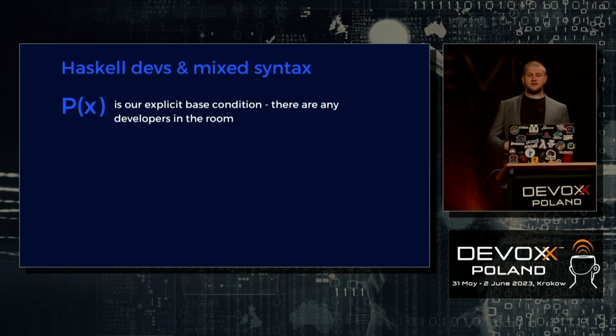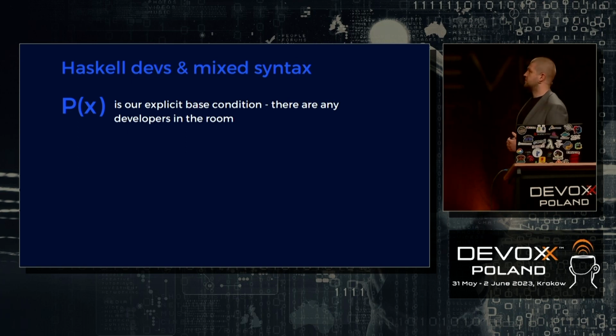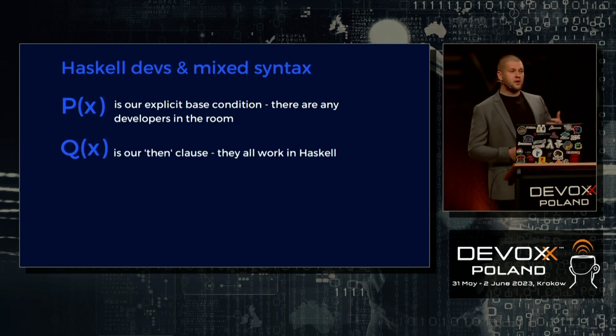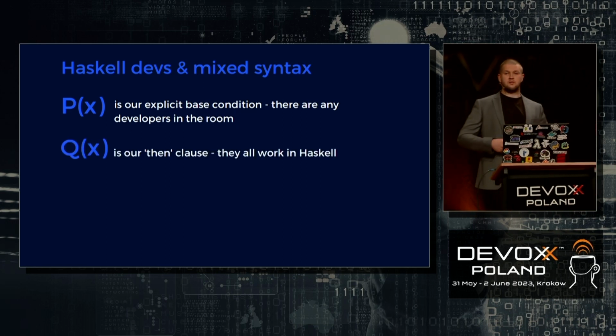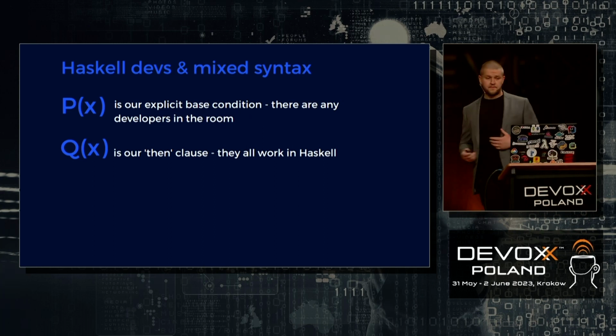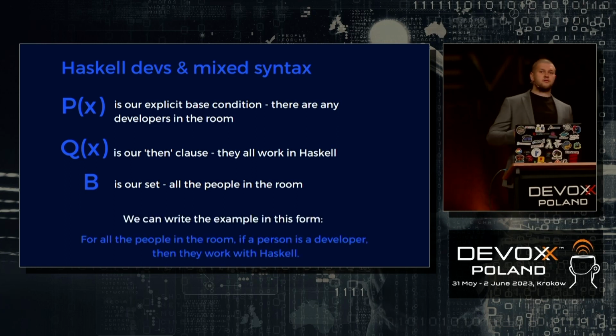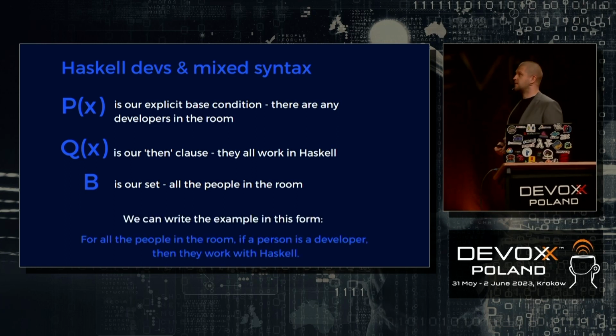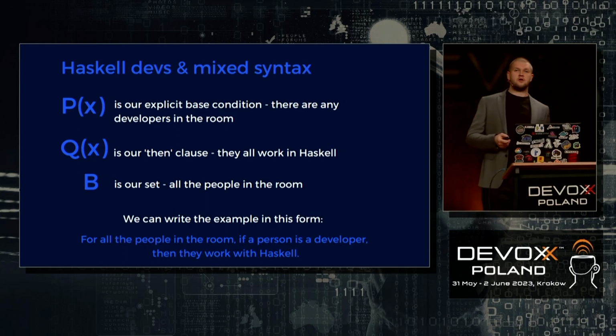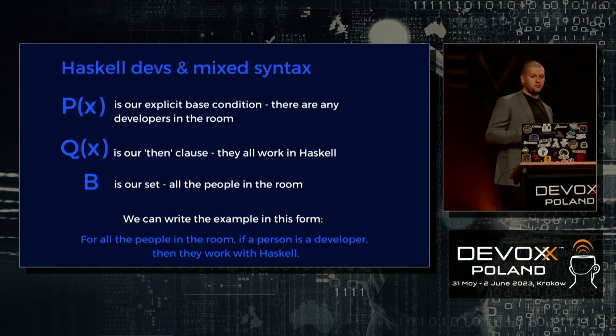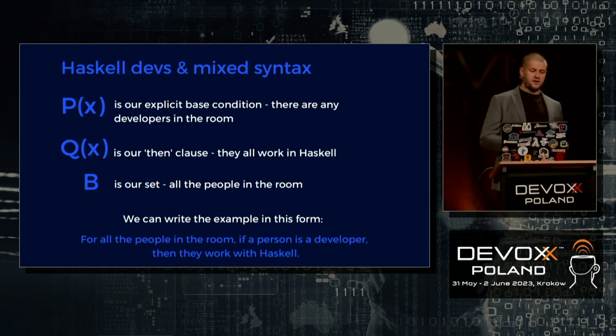Px is our explicit base condition, so that there are any developers in the room. Qx is our then clause, so that they all work in Haskell. And B is our set, so all the people in the room. And thus, we can rephrase the mathematical definition of vacuous truth to plain English in something like this.